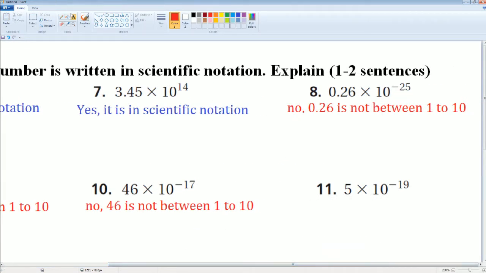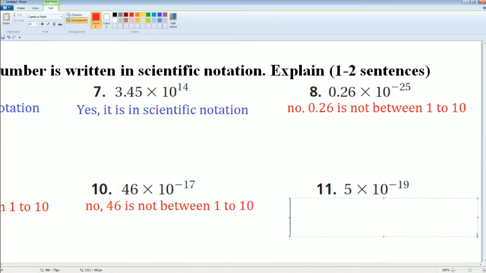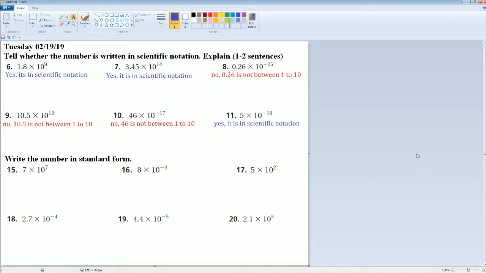And 11. It's 5 times 10 to the negative 19. Is 5 in between 1 through 10? So we would say yes. That is yes. It is in scientific notation. Good. There you go. That would be the first one.